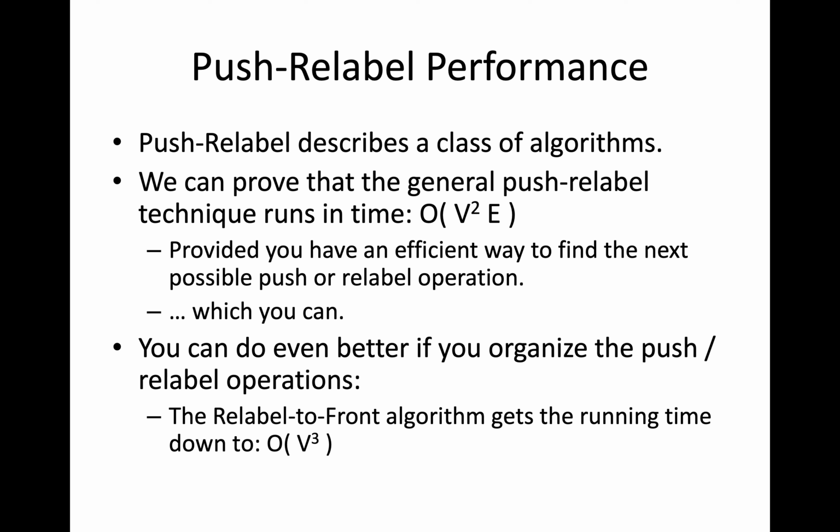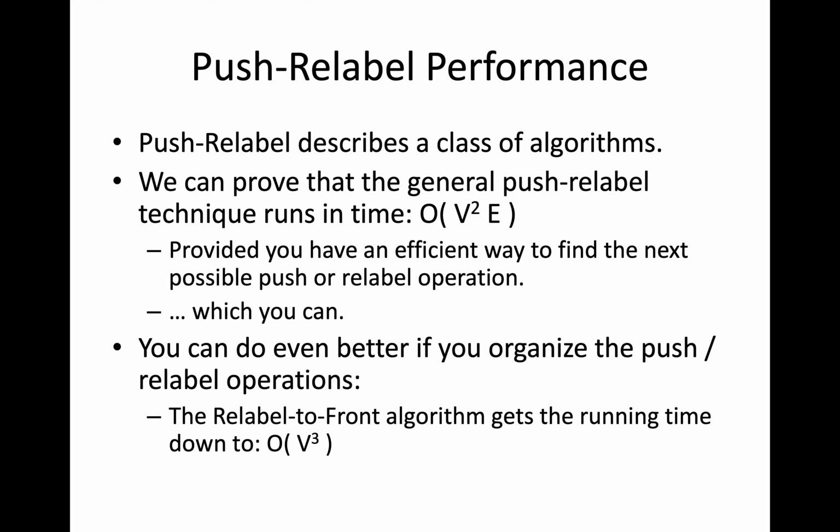I didn't mention this earlier, but I should have. What's the running time of a push and a relabel operation? A push operation, as long as you know what edge you're going to push across, should be a constant time operation. A relabel operation, you might imagine, is more expensive because you might have to look at all of your neighbors and find the lowest neighbor to which you have some residual capacity.